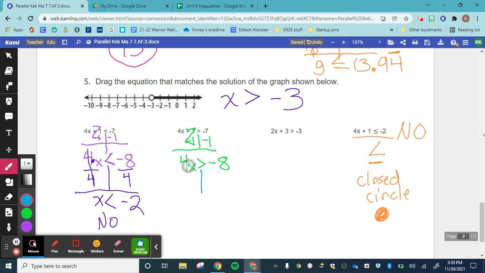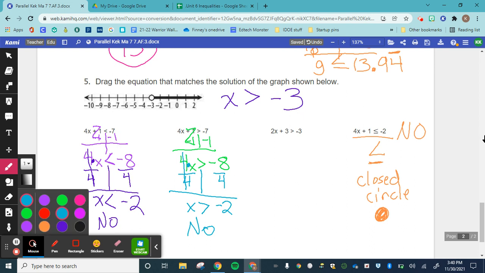X is not alone, so continuing on. That is 4 times x. So I'll divide both sides by 4. 4 divided by 4 is 1. So I have x. I do not change my inequality symbol when I divide by a positive. So I have x is greater than negative 8 divided by 4, which is negative 2. So that one is also a no. It does not match. The inequality symbol is correct, but this one is negative 2 instead of negative 3.